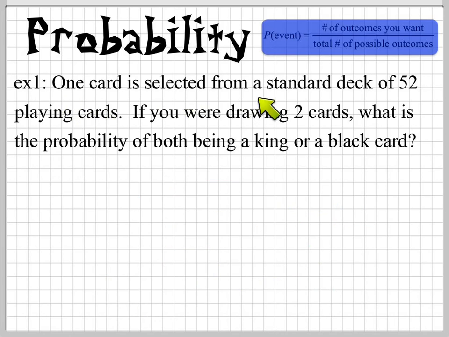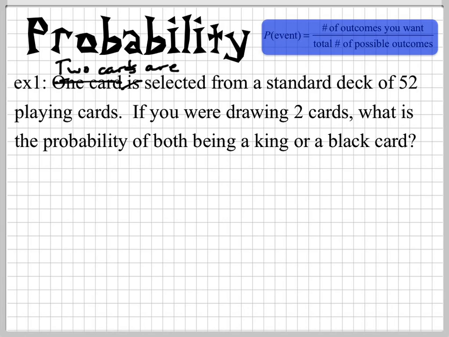One card is selected from a standard deck of 52 playing cards. Not 1 card. Dang it. I need to fix that. If you were drawing 2 cards. Okay, I'll fix that right now because it's bugging me. Okay, 2 cards are selected from a standard deck of 52 playing cards. If you were drawing 2 cards, what is the probability of both being a king or a black card?